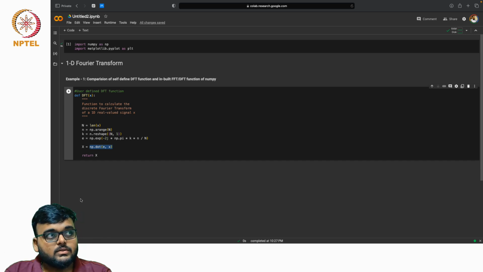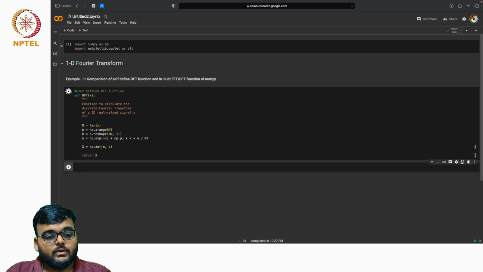Okay, so this is what our DFT definition is. So we will just run this definition and go to the next line. And what we will do, we will define a few signals and add them together to see what frequencies we are getting in it.